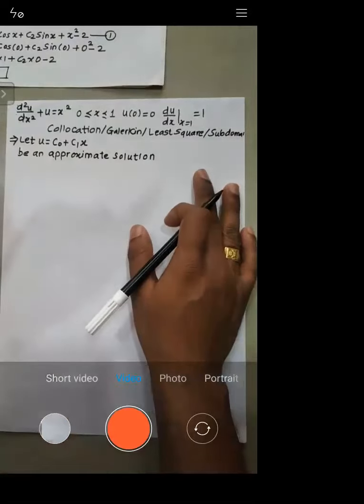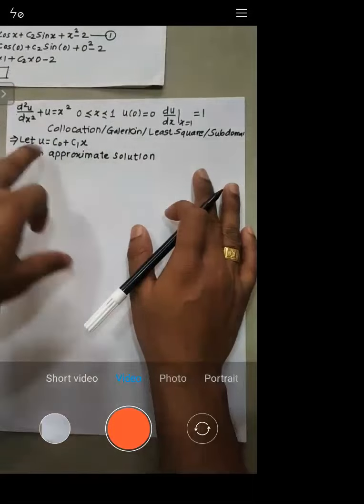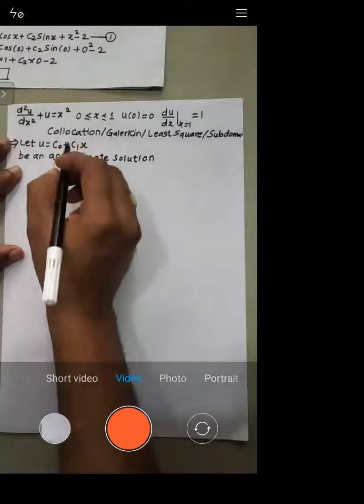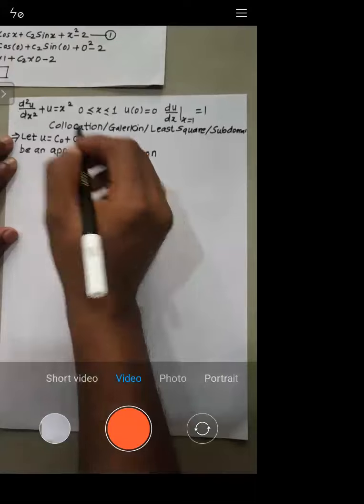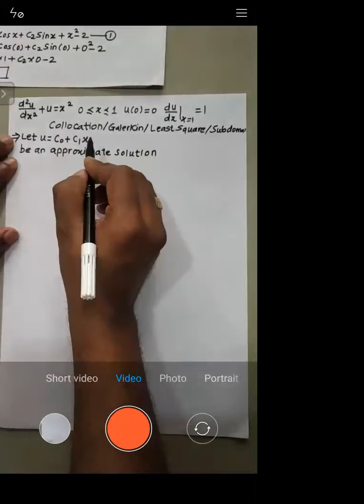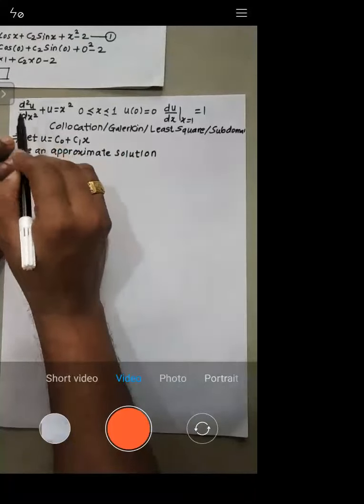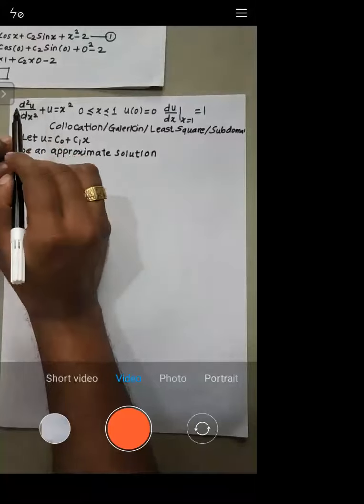See, what is the first step? Write down the approximate solution either in terms of polynomial or trigonometric function. So I have written the approximate solution in terms of polynomial. Is it complete? No, sir. Right, not complete. I have written C0 plus C1x, but this approximate solution is not complete, because we should have the power of x at least one greater than the order of the given differential equation. What is the order of this given differential equation? Tell me.